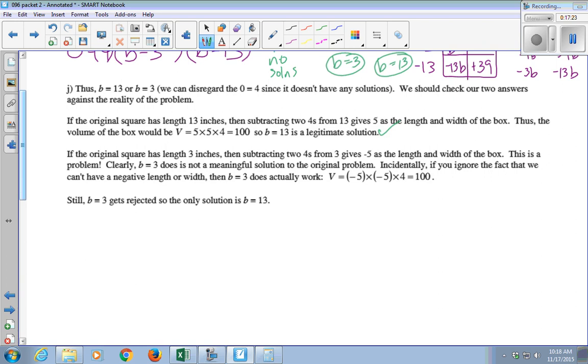However, it does actually solve the equation, right? -5 times -5 times 4 is 100. But because you can't build something that has length -5, we eliminate it, and the only solution is b equals 13. It's the only way to build this box that has 100 cubic inches of volume.